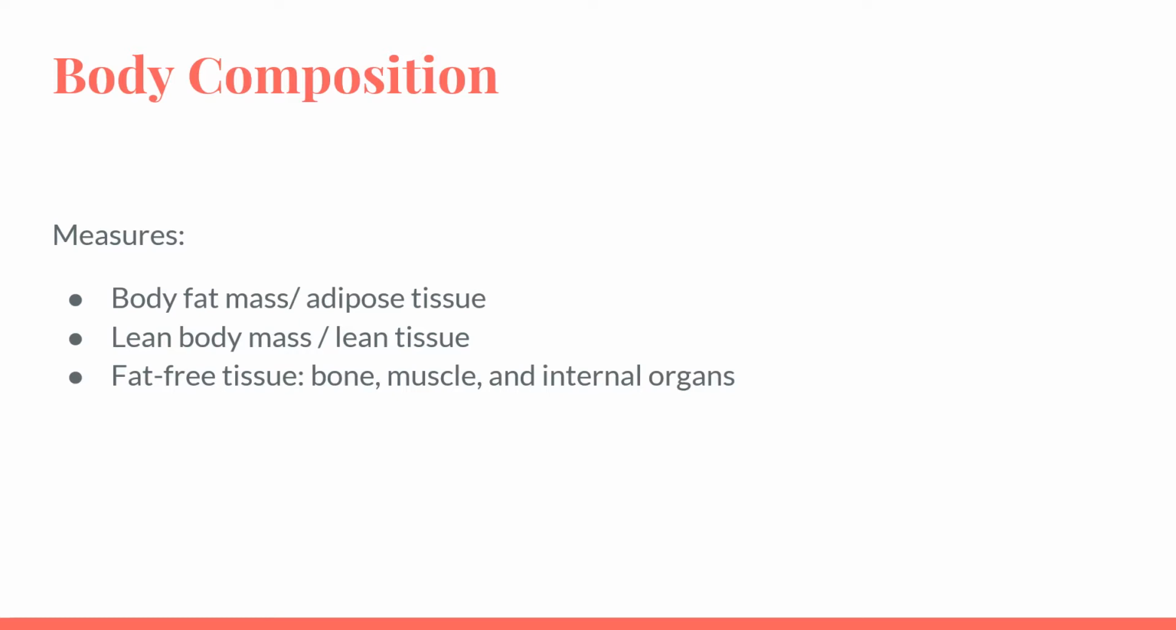You might see fat mass also called adipose tissue. Adipose is the name given to fat stored on the body. And you might see lean body mass referred to as lean tissue, and you might also see it referred to as fat-free tissue. So fat-free tissue is referring to everything, including your muscles, your bones, and your internal organs. So pretty much everything else that the body is without including the adipose tissue.